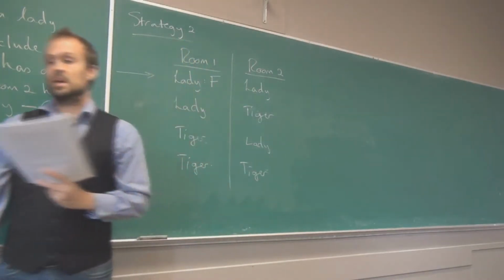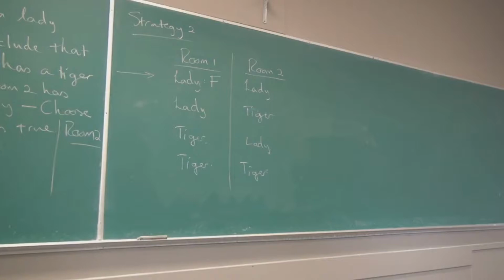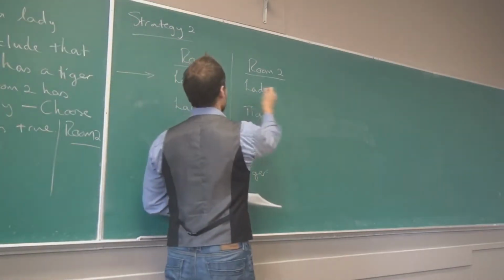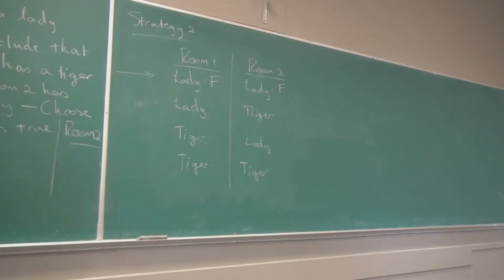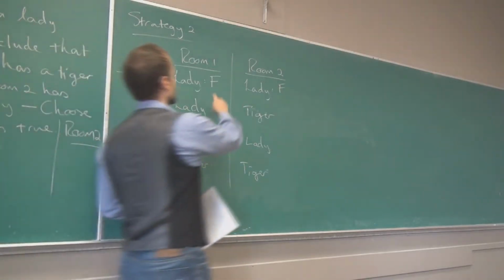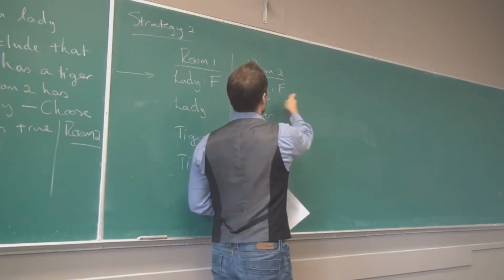Room 2. In one of these rooms there is a lady, and in one of these rooms there is a tiger. True or false? False, because they're both ladies. Now the king said one of the signs is true, but the other one is false. So does that fit with what the king is saying? No, in this case, they're both false.